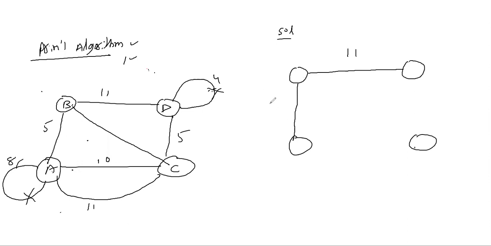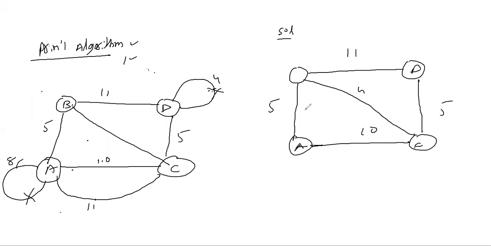Next, this value 5. Next, C, D. 10, 11. Which is the smallest one? 10. So you take 10. Next, 5. Next, this value will be 4. This is B. So now you can choose from any vertex. For example, I'm choosing B.